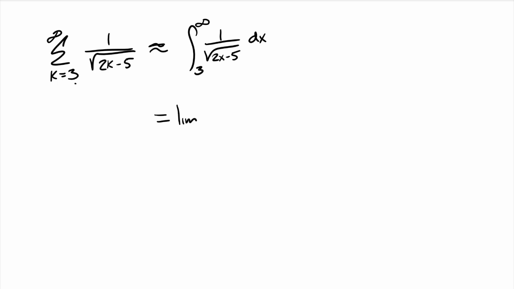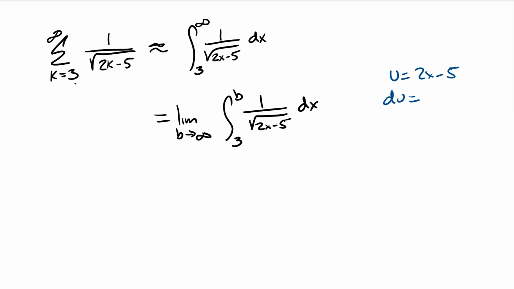And then we're going to do the integral. So this is the same thing as the limit as b tends to infinity of the integral from 3 up to b of 1 over the square root of 2x minus 5 dx. And now I'm going to start to hustle because you know how to take integrals, don't you? u is equal to 2x minus 5. du is equal to 2 dx. So we have a 1/2 du is equal to dx. Let's go.